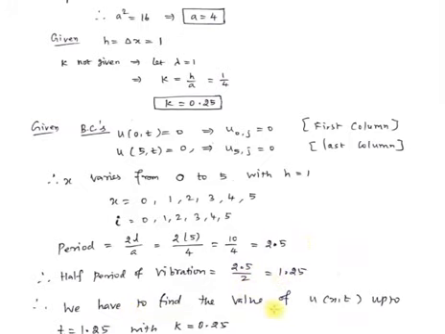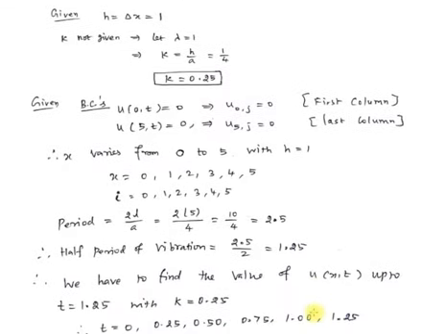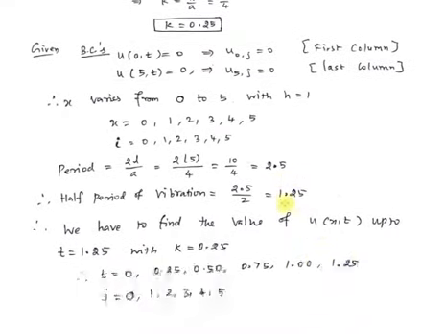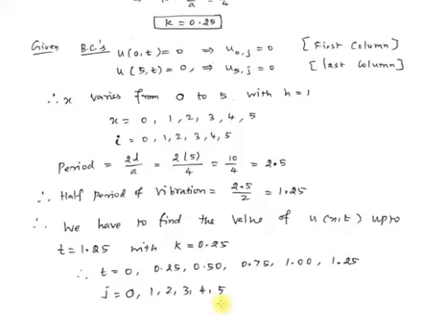So we have to find the values of u of x comma t up to t equal to 1.25. That means half period with k equal to 0.25. So t equal to 0 to 1.25 with the increment 0.25. So t equal to 0, 0.25, 0.50, 0.75, 1.00, 1.25. This j equal to 0, 1, 2, 3, 4, 5. So up to 5 values. That means 6 rows we have obtained.